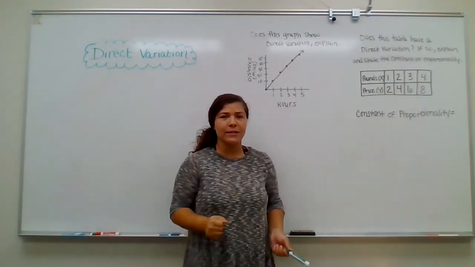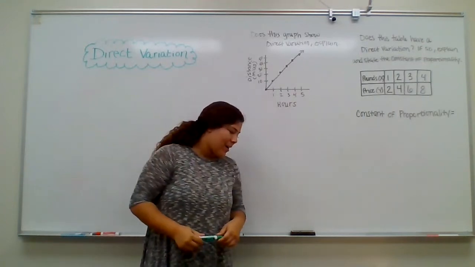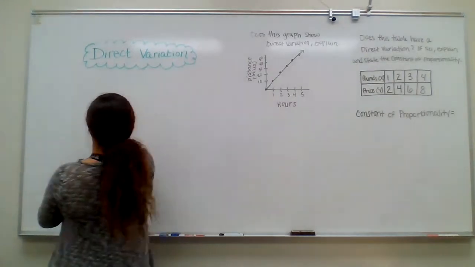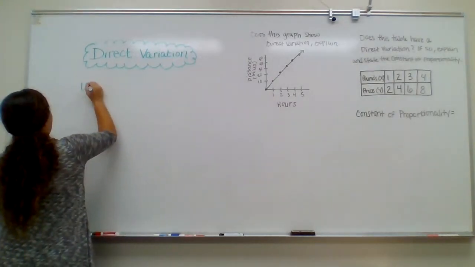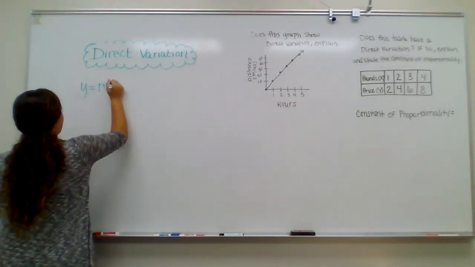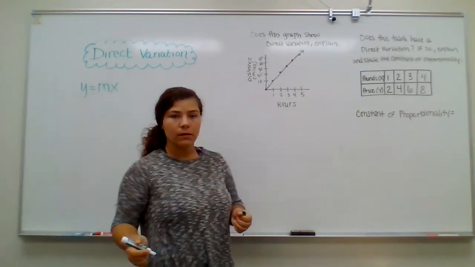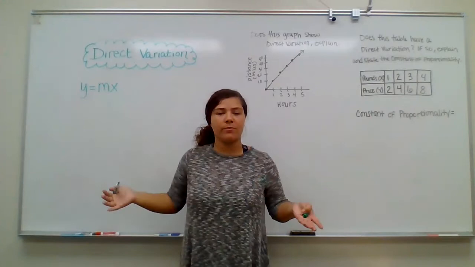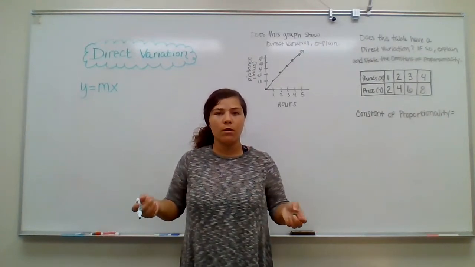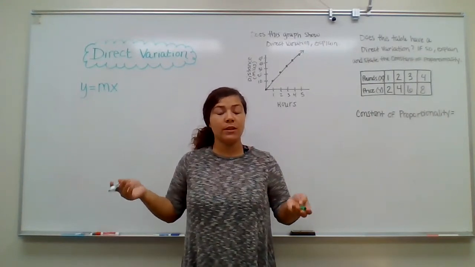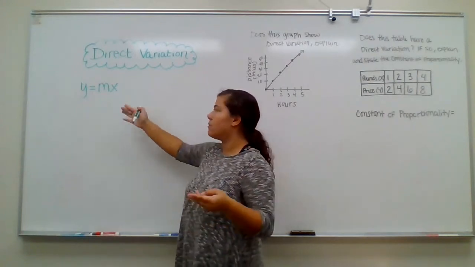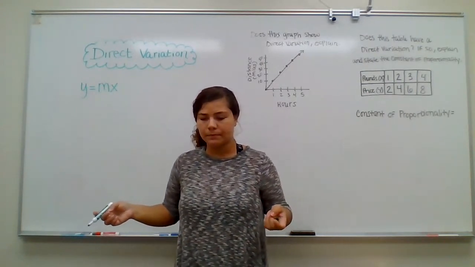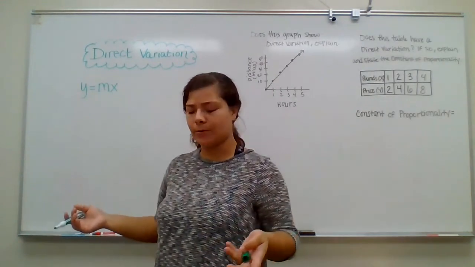Jumping right on into it, the equation for direct variation is y equals mx. Okay, y equals mx is the equation we have been using throughout the whole proportional relationships unit. So this shouldn't surprise you. This shouldn't come as a surprise.